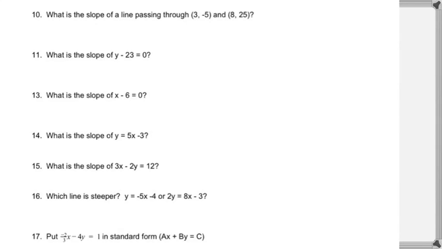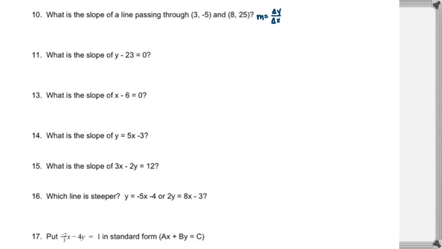Alright, for this one we'll try and get through, I don't know, 10 through 16 maybe in this video, all on this slide. Okay, what's the slope of this line right here, number 10? Slope, we should know, is delta y over delta x.